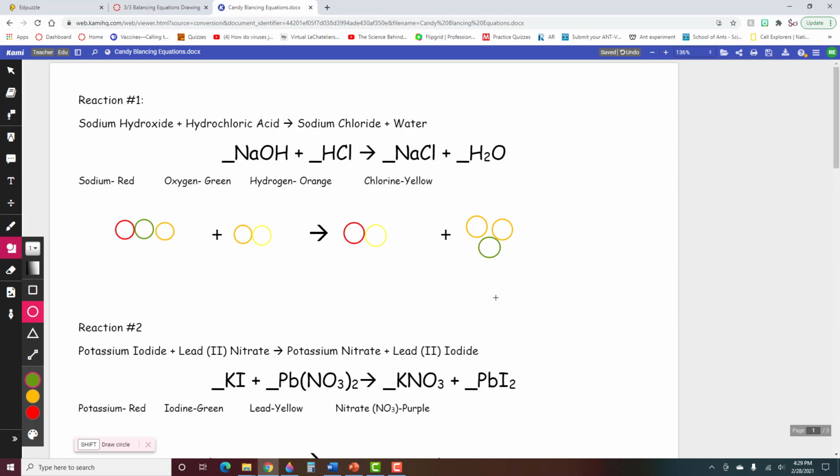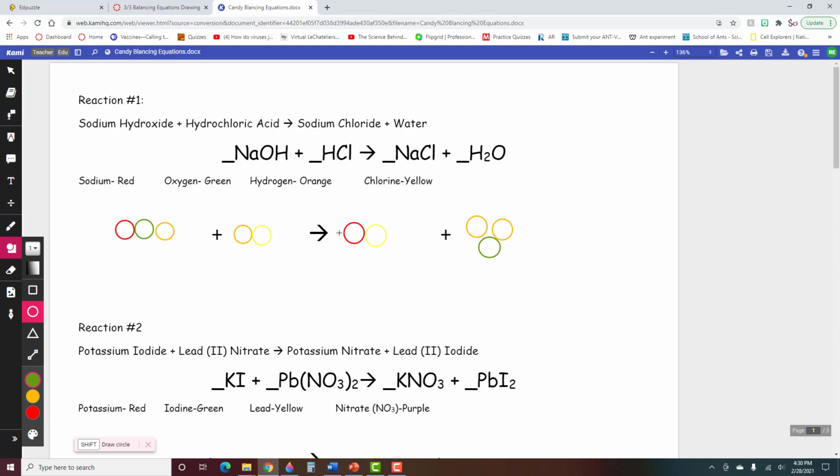Okay, so then the next thing you do is you look to see if you need to add coefficients. This is the whole reason we balance equations. So this is a way to help you visualize that. So here we have one red circle. Over here on this side of the arrow we have one red circle. Here we have one green circle on this side of the arrow, and on this side of the arrow we have one green circle. And then over here we have two orange circles, and over here we have two orange circles.